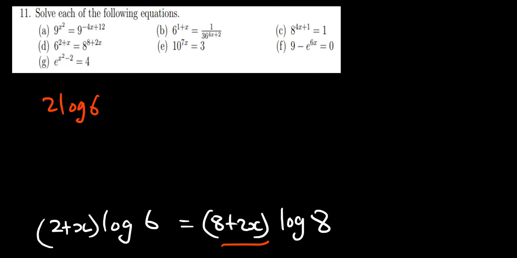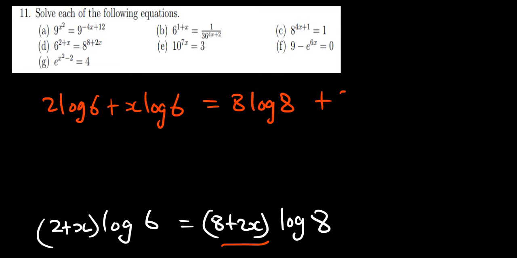Then x multiplied by log 6 gives plus x log 6. This should equal 8 log 8 plus 2x log 8. Now we're going to group them so that the terms with x are on one side. Let 2 log 6 remain on the left, and let me bring this guy here.